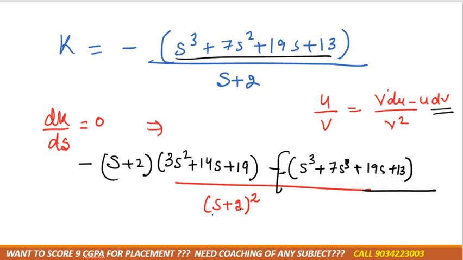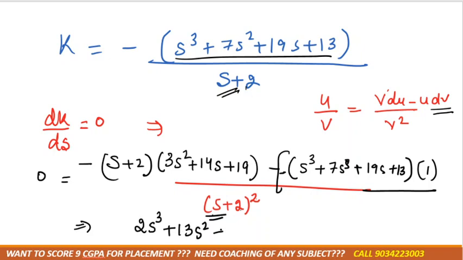Differentiation of v, that would be how much? Okay, no, sorry, it's s plus 2. So s differentiation is 1 and 2 differentiation is 0. That is a constant term. So now if we solve it further, that would be equal to 0. So this term will completely be 0. If we solve it further, then we'll get 2s cube plus 13s square plus 28s plus 25 is equal to 0.